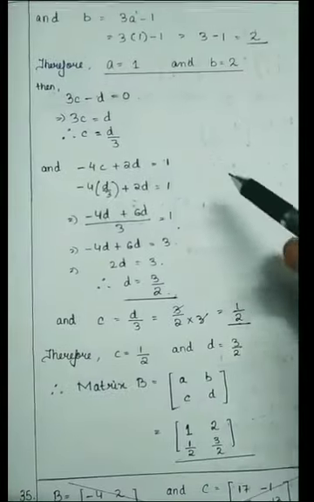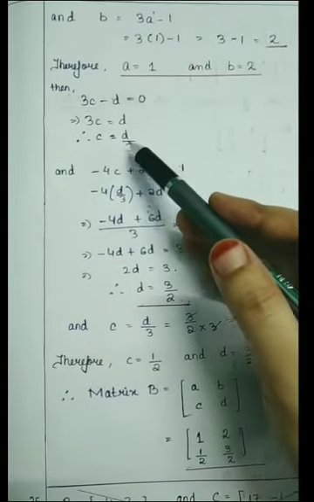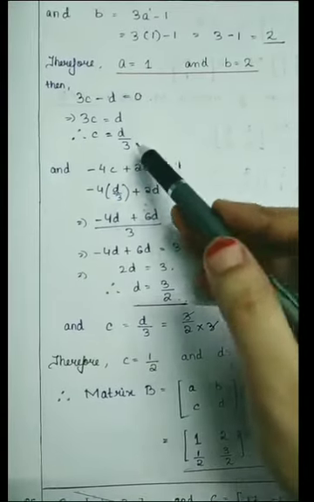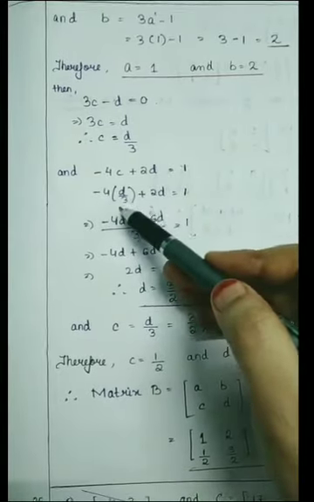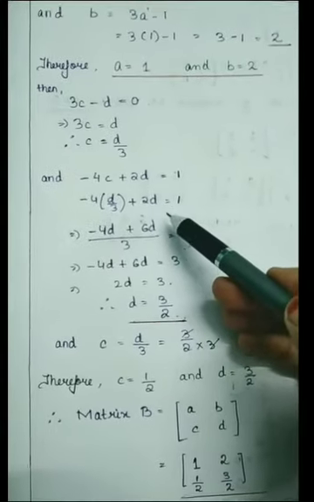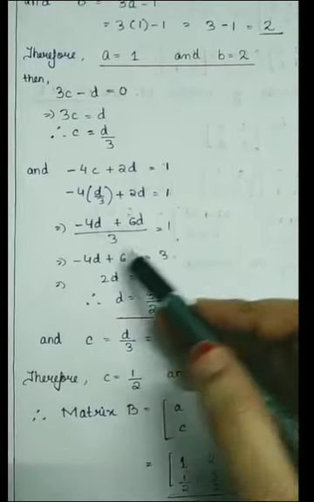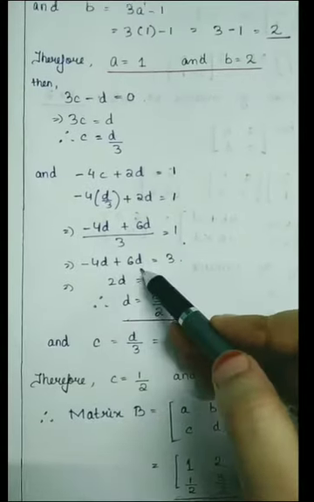Now we have two other equations, that is 3c minus d is equal to 0. So from here we'll get the value of c, that is d by 3. And minus 4c plus 2d is equal to 1. So we'll put the value of c, that is d by 3, in this equation. So it will become minus 4d by 3 plus 2d is equal to 1. That is equal to (minus 4d plus 6d) by 3 is equal to 1. Now minus 4d plus 6d, that will be 2d.